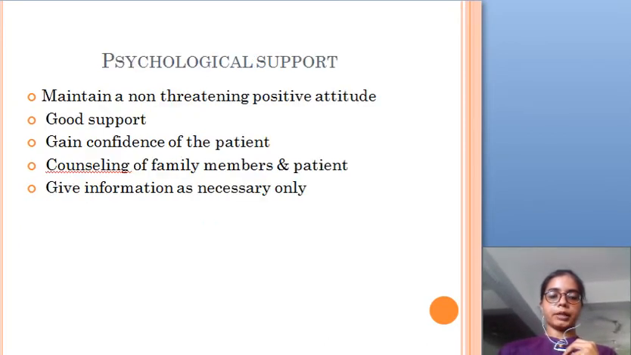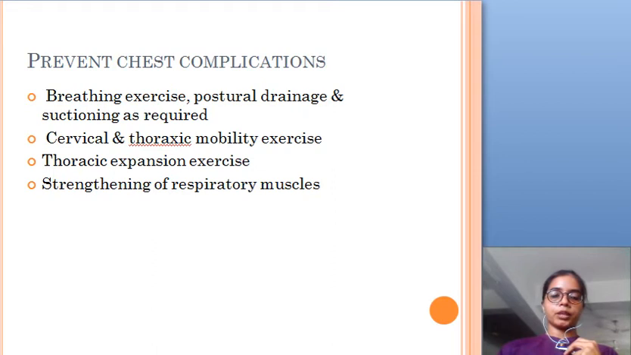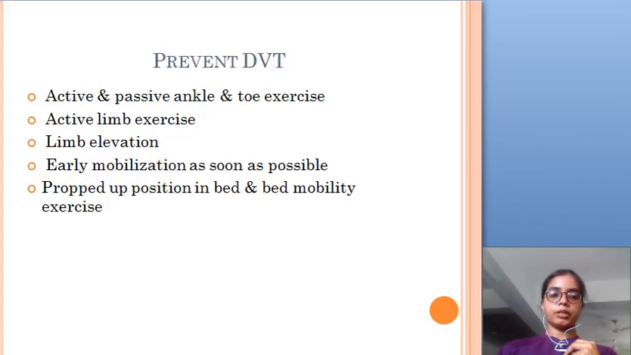Psychological support. Maintain a non-threatening positive attitude, good support, gain confidence of the patient, counseling of family members and patients, and only necessary information should be provided. For prevention of chest complications: breathing exercises, postural drainage, suctioning, cervical and thoracic mobility exercises, thoracic expansion exercises, strengthening of the respiratory muscles. For DVT prevention: active and passive ankle toe movements, active limb exercises, limb elevation, early mobilization as soon as possible, propped up position in bed, and bed mobility exercises.